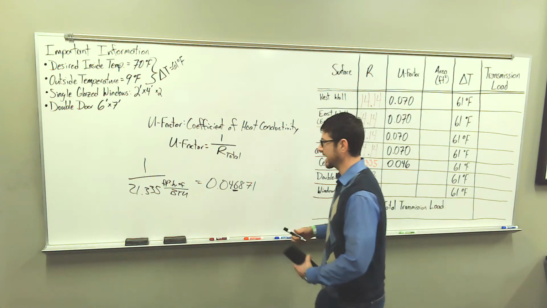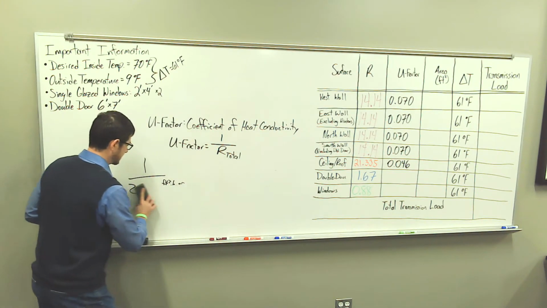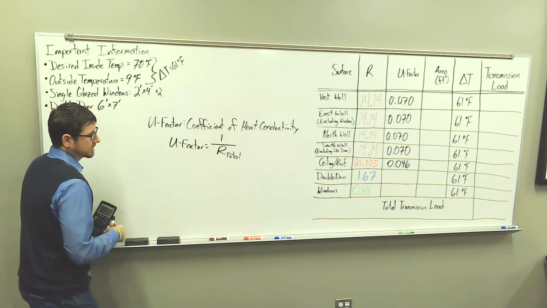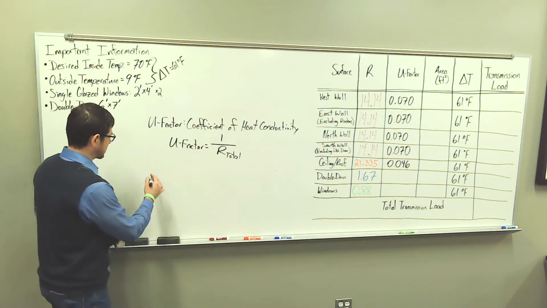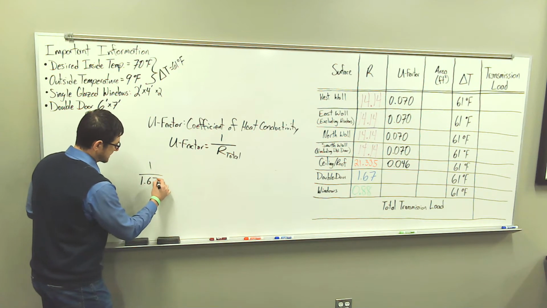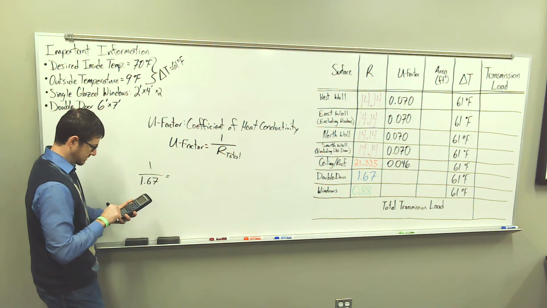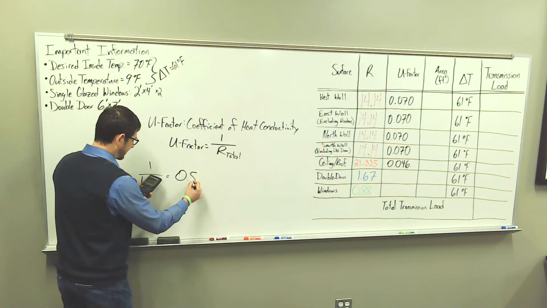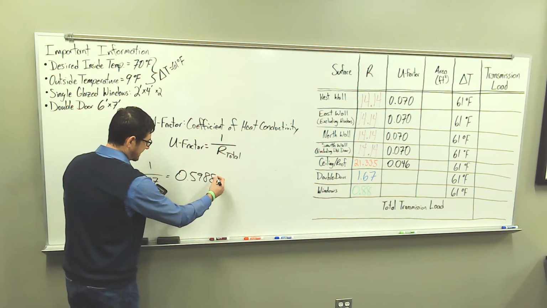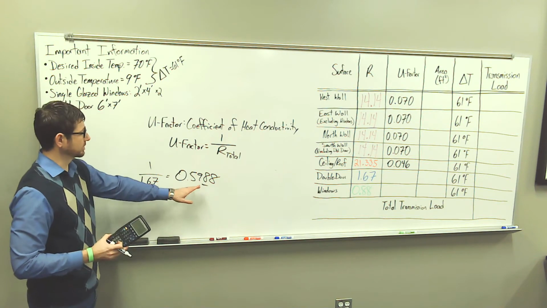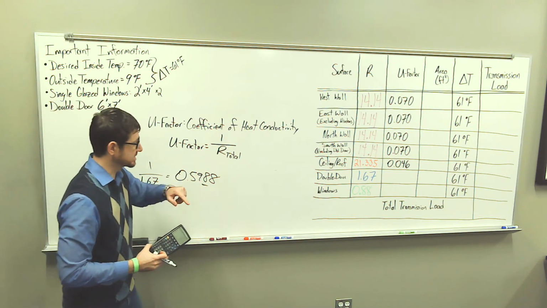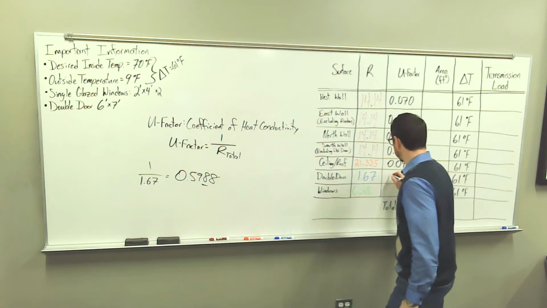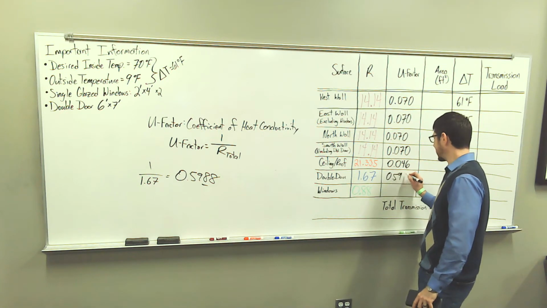Okay, next we have the double door. So the double door is 1 divided by 1.67. This gives me 0.5988. We're going to truncate. We're going to go to the thousandths place. So 0.598.